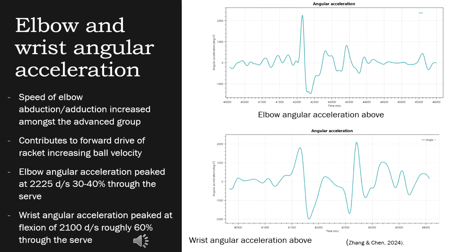However, they found amongst the advanced group, elbow abduction and adduction angle didn't directly correlate to an increase in ball speed. Conversely, the meta-analysis found the speed of elbow abduction and adduction increased amongst the advanced group. In this experiment, as shown in the graph, elbow angular acceleration reached a peak value of 2,225 degrees a second, roughly 30 to 40% through the serve, with wrist angular acceleration reaching peak flexion of 2,100 degrees per second, roughly 60% through the serve. Greater elbow and wrist extension contributes to the forward drive of the racket, increasing racket velocity.